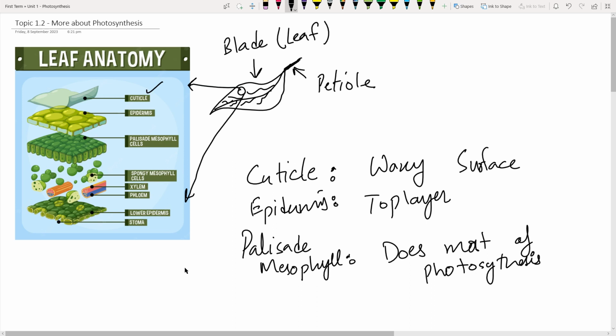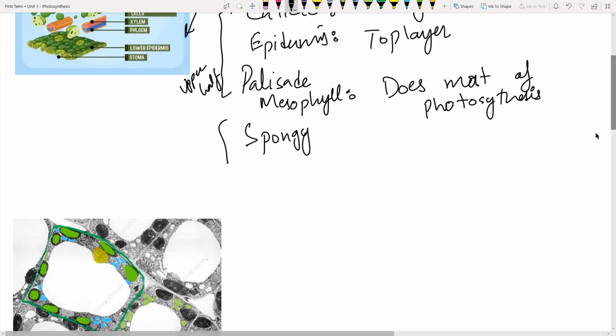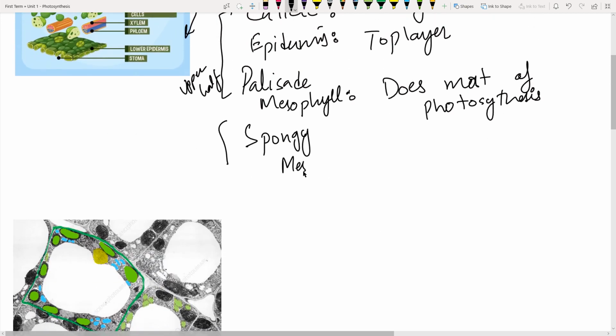Then we have the spongy mesophyll. Let's call this the upper half, and then we have the lower half. We'll have to scroll down a little bit. So the spongy mesophyll does a little photosynthesis.